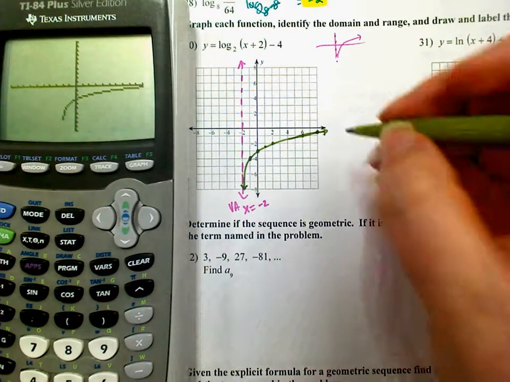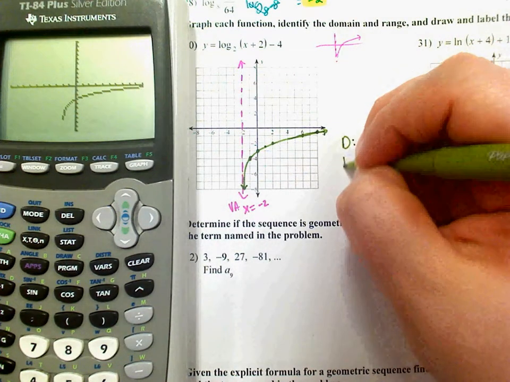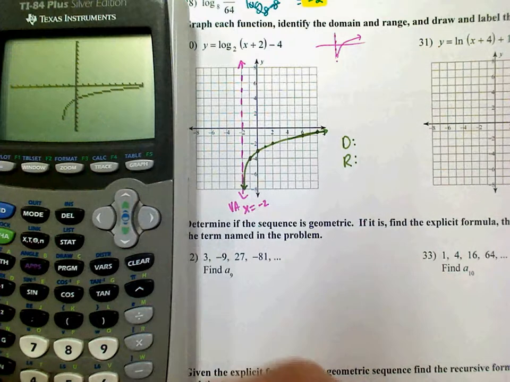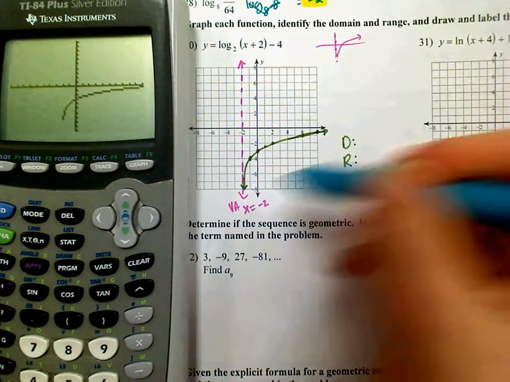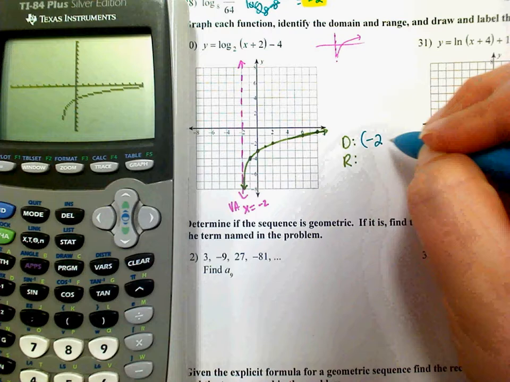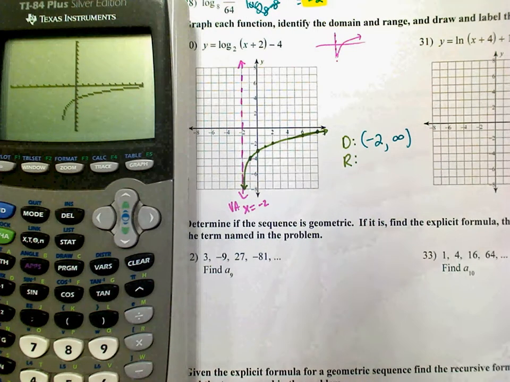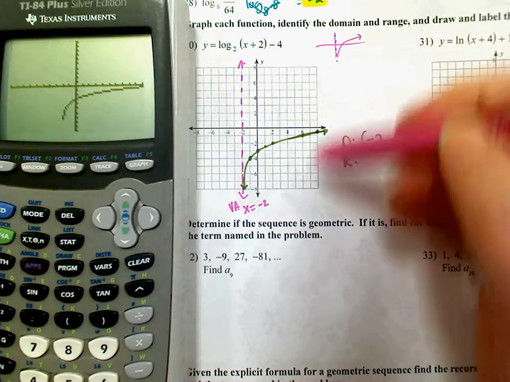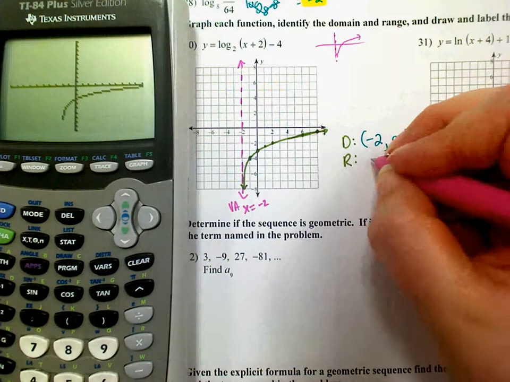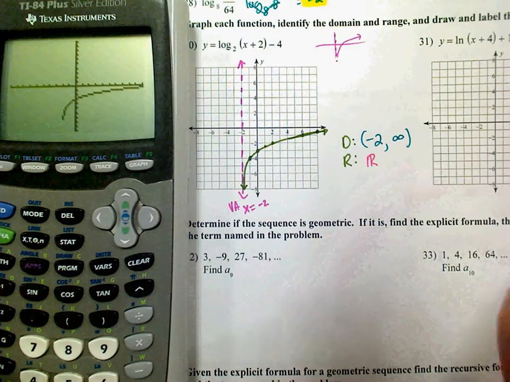It does say identify the domain and range, so domain is left to right. The farthest to the left this function goes is negative 2, but we don't actually reach it, so we put a parenthesis, and it goes all the way to the right, so infinity. The range is up and down, and it goes all the way down to negative infinity and all the way up to positive infinity, but it takes a really long time to get there.